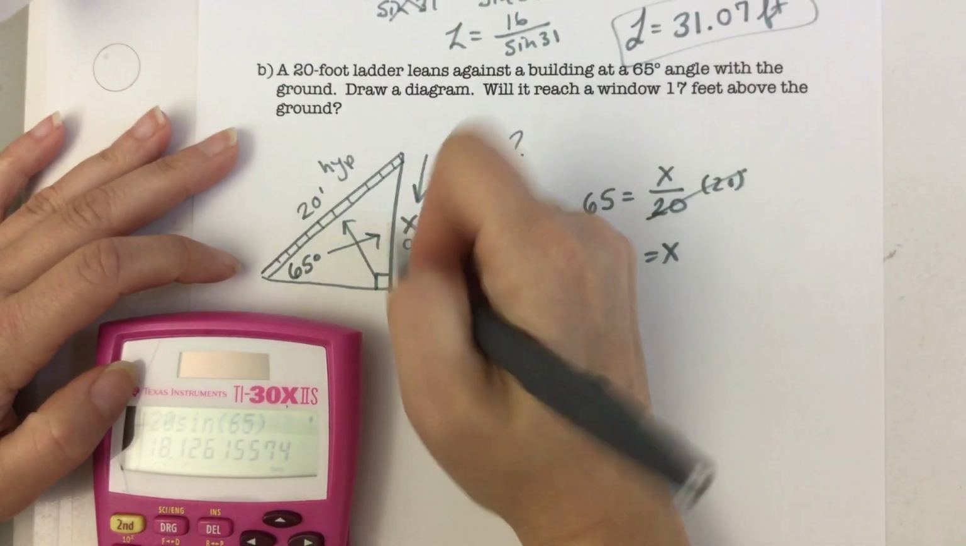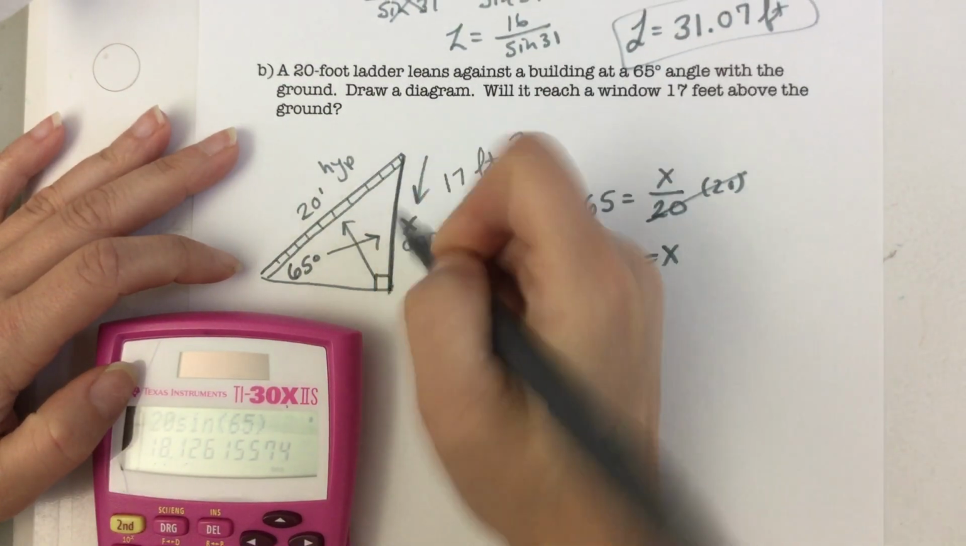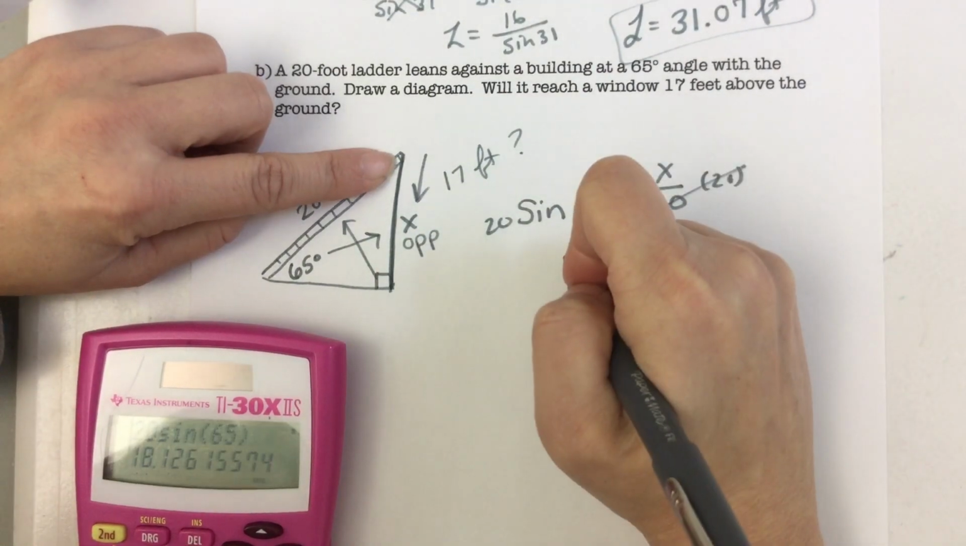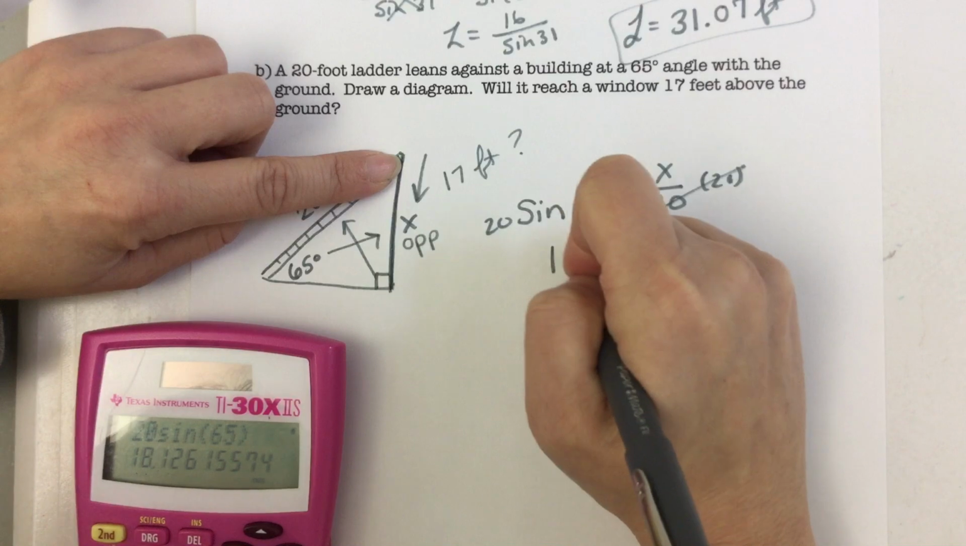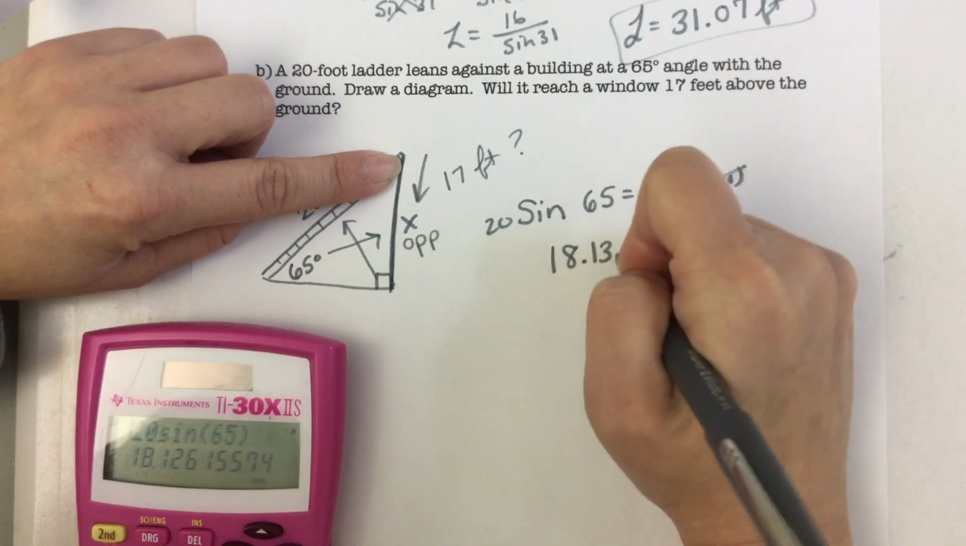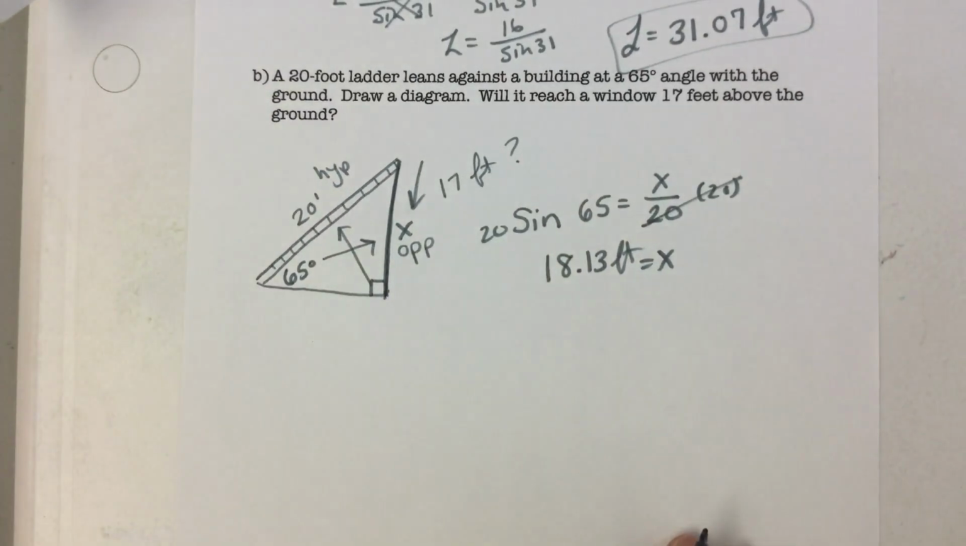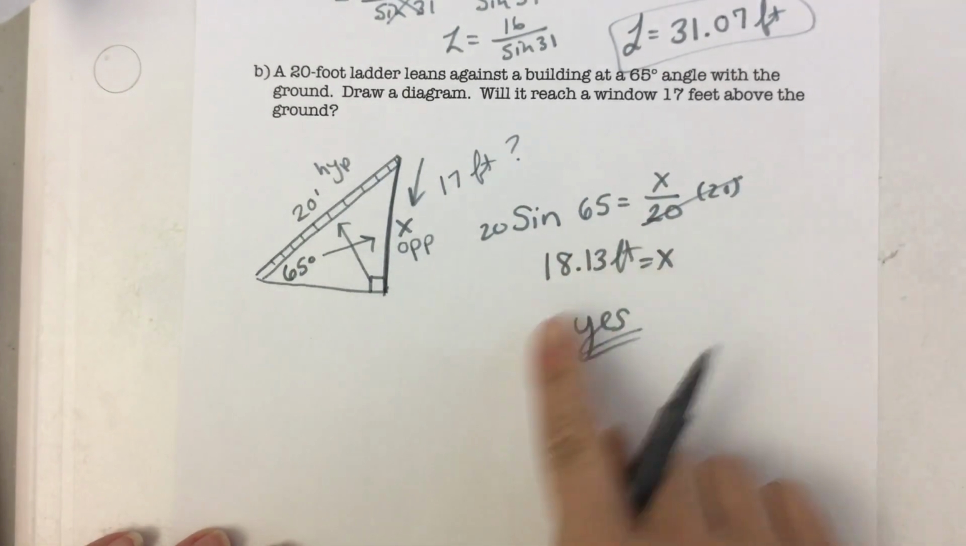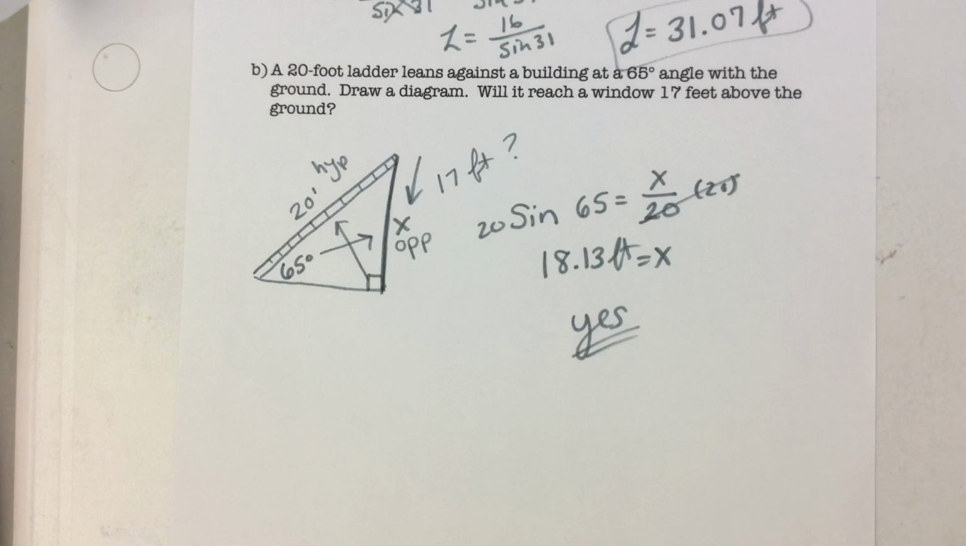That, the height, if this is the scenario, if this is 20 feet and this is a 65-degree angle, x, the top of the ladder, is going to hit 18.13 feet. The question says, will it reach a 17-foot window? Why, yes, it will, because it will actually reach up to 18.13 feet.